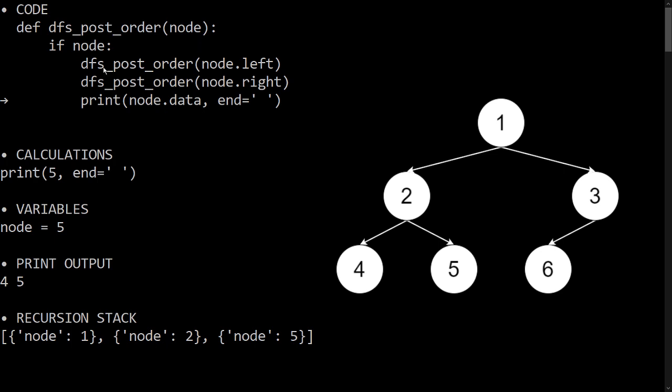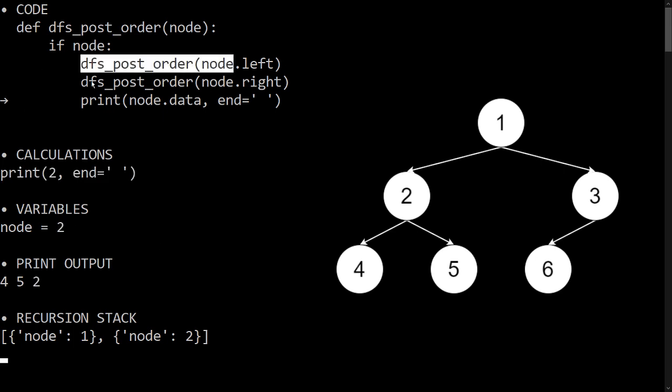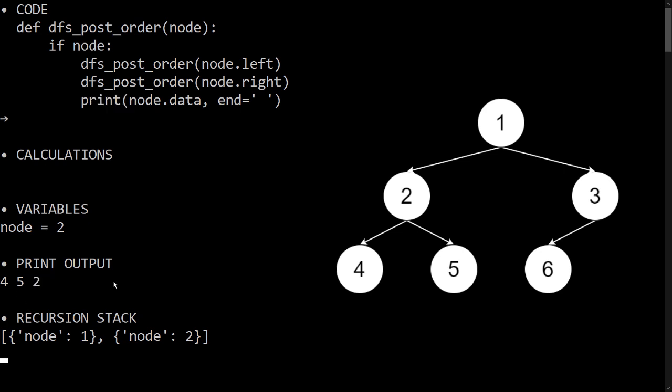And as the left subtree and the right subtree have been processed, node.data gets printed in the print output section, and it will return back to its caller, that is node 2. For node 2 as well, the left subtree and the right subtree have been processed, so it will print its own data, that is 2. Now 2 will return back to its caller.